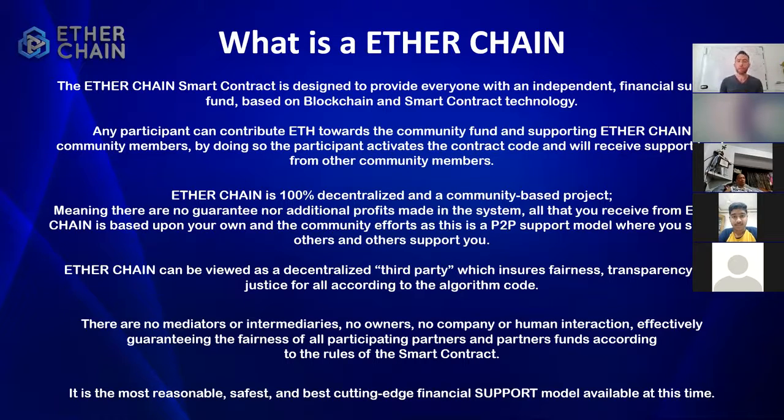EtherChain can actually be viewed as a decentralized third party, which ensures fairness, transparency, and justice for all according to the algorithm code. There are no mediators, there are no intermediaries, there are no owners, no CEO, no company, or human interaction at all, which is effectively guaranteeing the fairness of all participating partners and partners' funds according to the rules of the smart contract. Now, it is by far the most reasonable, safest, and best cutting-edge financial support model available at this time.